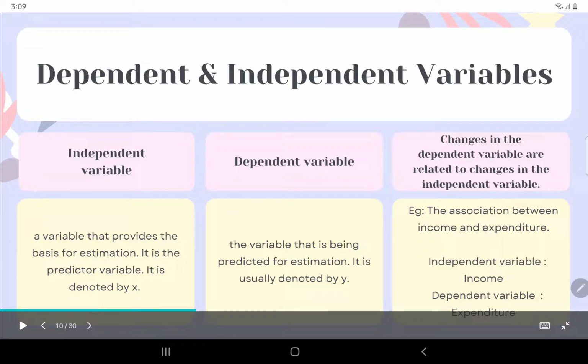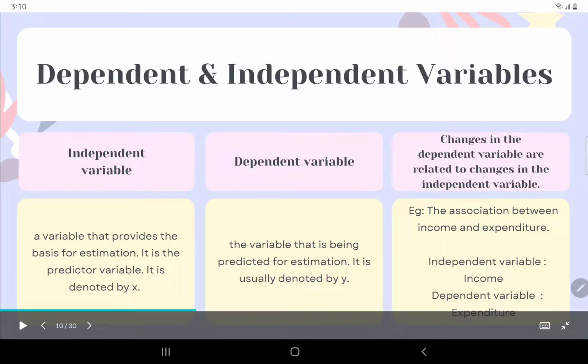Okay, as I mentioned before, the correlation analysis is a method to measure the strength of the relationship between two variables. So, between those two variables, okay, one variable we call independent and another one is dependent. Okay, what is independent variable? Okay, the variable that provides the basis of estimation. Okay, it is the predictor variable. Okay, it is always denoted by X. Okay, X is the independent variable, while the dependent variable is the variable that is being predicted for estimation. Okay, it is always denoted by Y.